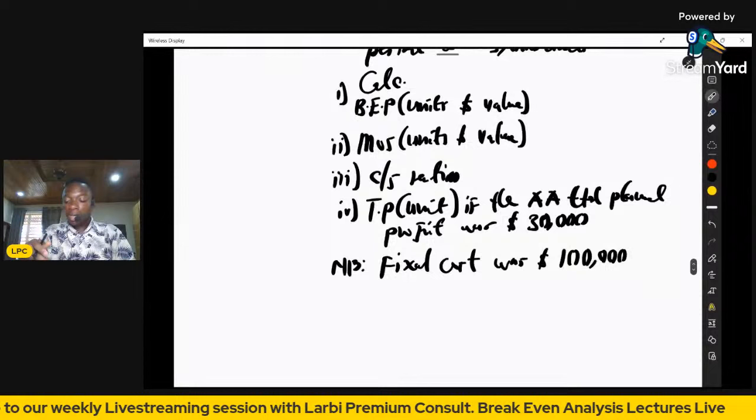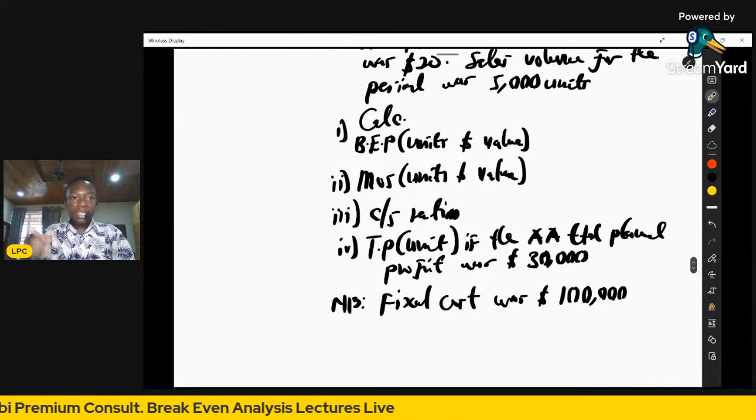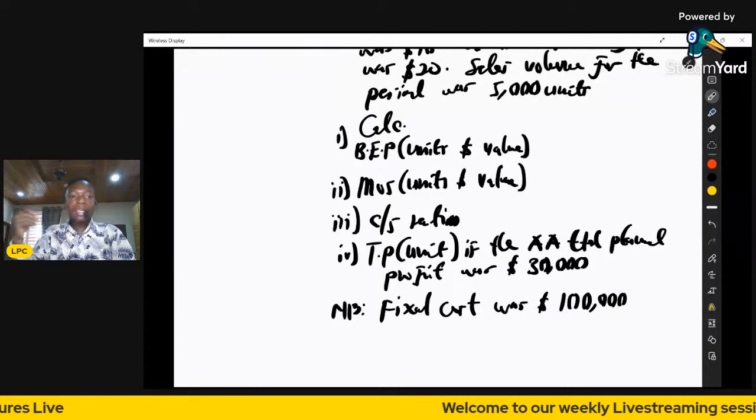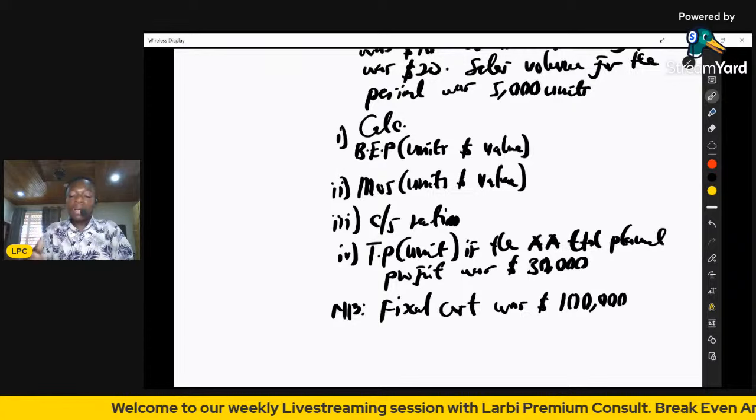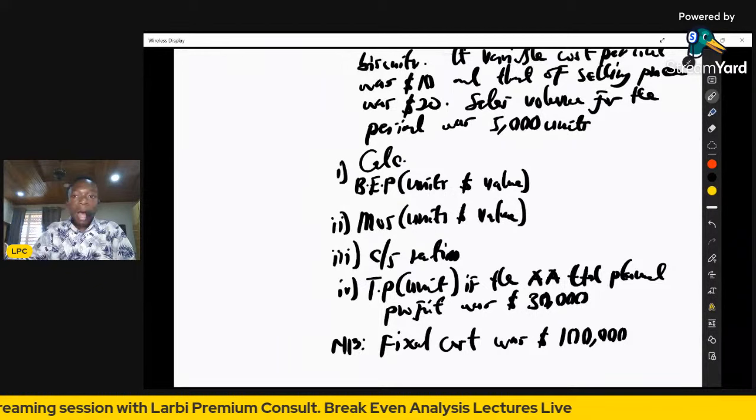But the examiner will come and ask you to calculate break-even point in terms of units and value, let's say monthly. Or let's say you'll be given the monthly values and asked to calculate break-even point in terms of units and value per annum. How do you do that?